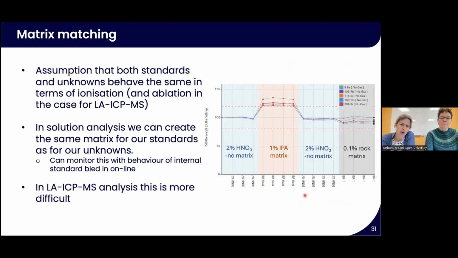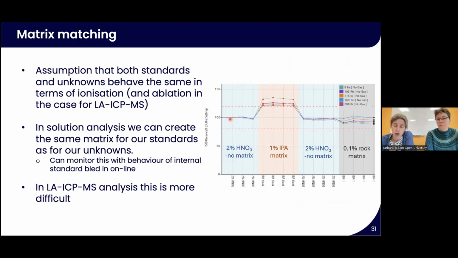So what we've done here is a little experiment where we're looking at the recovery rate of our internal standard. Our internal standard is bled in online and is mixed in a T-piece before the peristaltic pump and the nebulizer. It should remain constant throughout the run. So that's bled in at the same time as our blanks, our calibration standards, or our unknowns. So this should remain as a nice flat line.